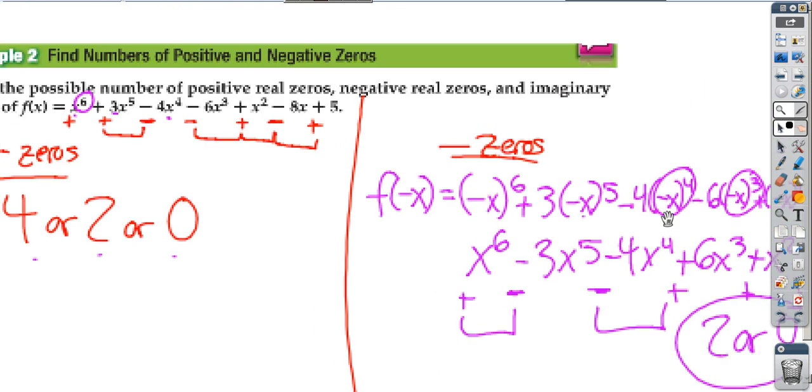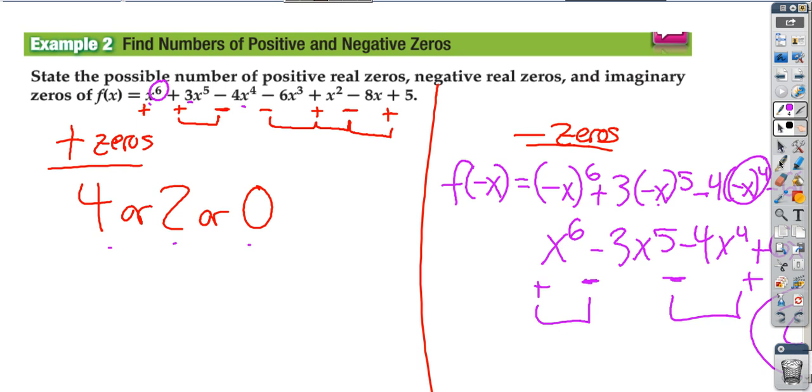And then imaginary zeros, the only thing we know is that it has to be an even number. So if all the zeros were imaginary, we could have 6 imaginary zeros. Or we could have 4, or we could have 2, or we could have none. That's all we know. We have to actually solve further to be able to figure out how it works.